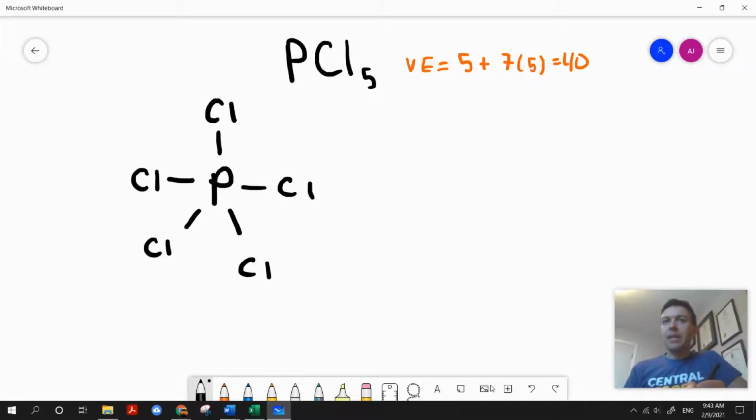Our next step is to complete the octets, if possible, of the terminal atoms. We've already used up 10 of our valence electrons, so that means we have 30 more that we need to use. So as we're going here, we're going to place them in pairs.